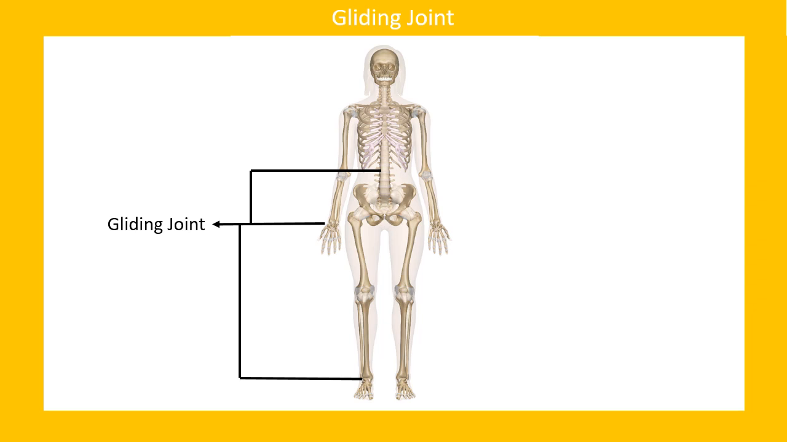These joints enable a person to bend forward, backward, sideways as well as rotate. Using these joints we can move backward, forward, sideways and even rotate. Some joints in our wrist and ankles move by gliding against each other. So let's move on to our next slide.